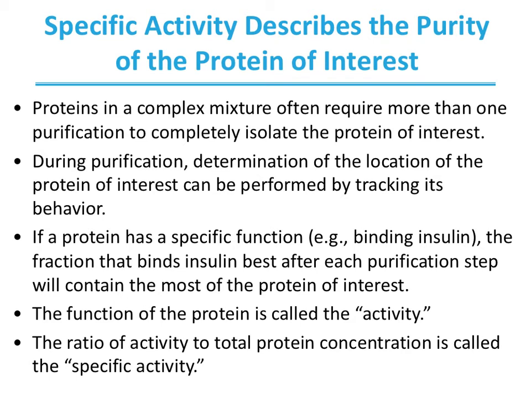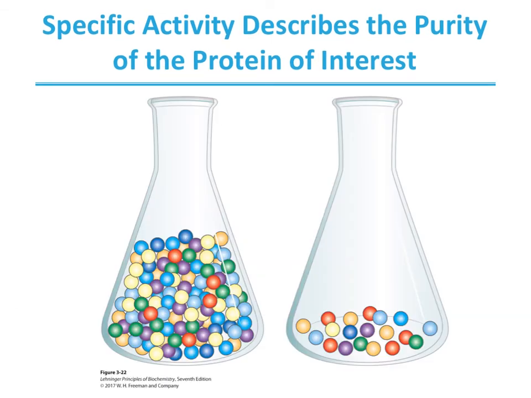The ratio of the activity to the total protein concentration is called the specific activity. The difference between these terms, activity and specific activity, can be illustrated by considering 2 flasks containing marbles. The flasks contain the same number of red marbles, but different numbers of marbles of other colors. If the marbles represent proteins, both flasks contain the same activity of the protein represented by the red marbles. The second flask, however, has a higher specific activity because the red marbles represent a higher fraction of the total.